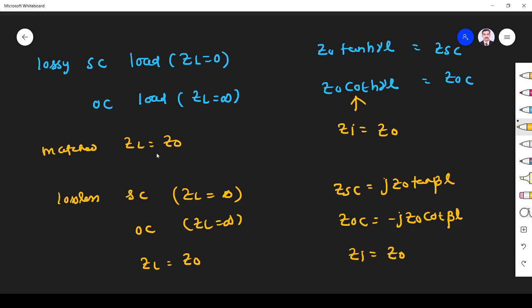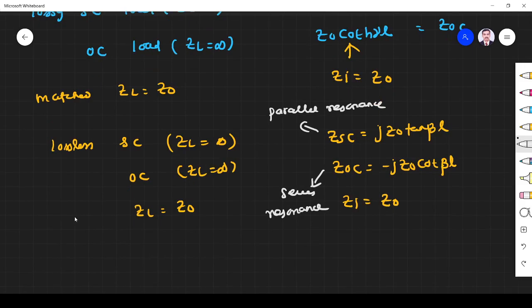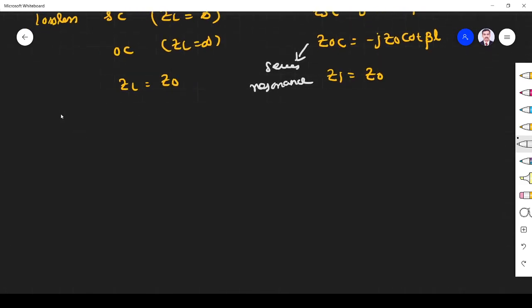Fine. Here, short circuit behaves like a parallel resonance. That is another question they are asking regularly. So short circuit behaves like a parallel resonance, whereas open circuit behaves like a series resonance. Fine. So these 6 formulas are very important, right? Then we will see some other important definitions.